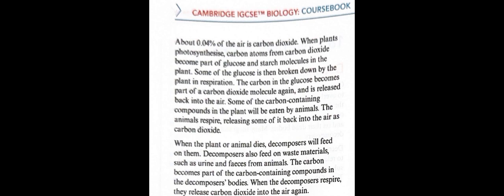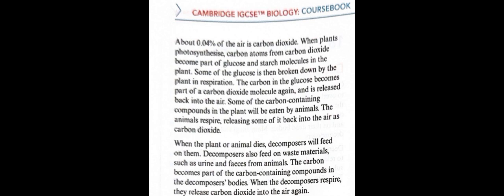Some of the carbon-containing compounds in the plants will be eaten by animals. When they respire, they release the same carbon dioxide back into the atmosphere, re-adding that available carbon. Meanwhile, if some plant or animal dies, the decomposers will feed on them, and the decomposers will also feed on the waste material.